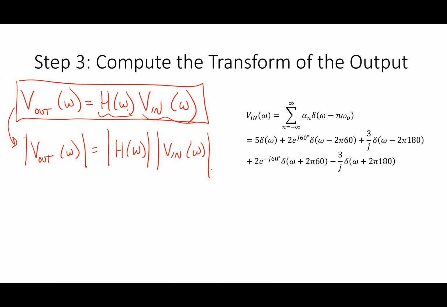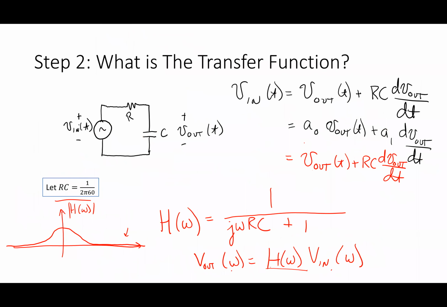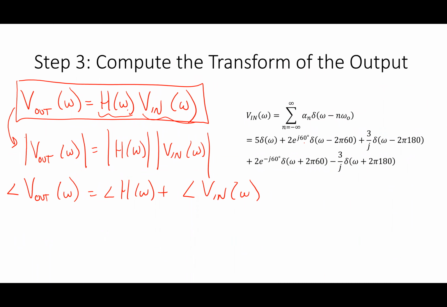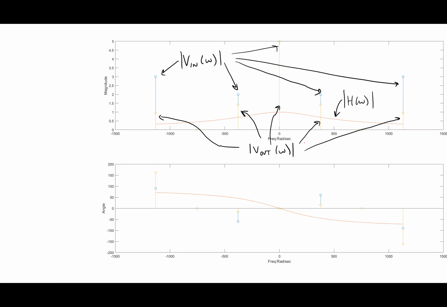What do I do for the angles? Yeah, Adam. The angle of V out of omega is equal to the angle of H of omega plus the angle of V in of omega. Based on the way I expressed V in of omega's magnitude and angle before, I've already expressed those in this graph, so I've already got that covered. So what do I have to do? Well, I have to figure out the graph of H of omega. I'm going to go back and do this by hand, but I'm going to skip ahead to where I'm done at the very end.